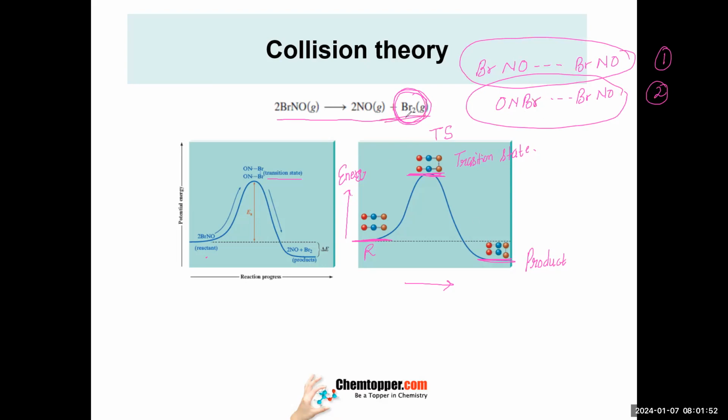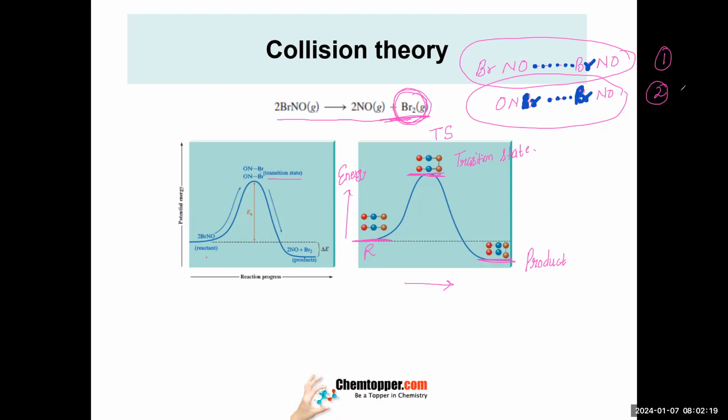See, look at the product. Product is Br2. In the first collision, in this first one, the oxygen of the NO is colliding with Br, bromine. In the second collision, the bromine of the first molecule is colliding with the bromine of the second molecule.